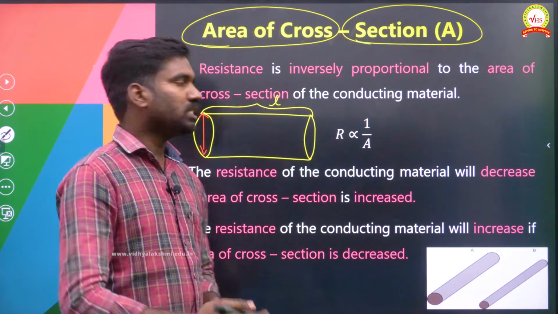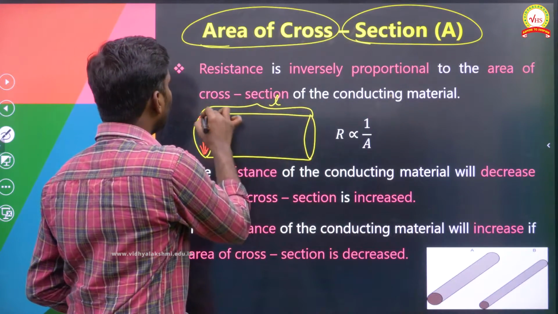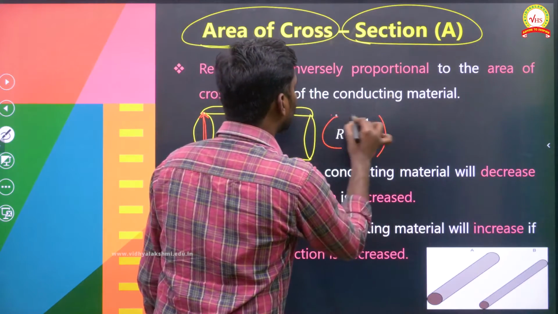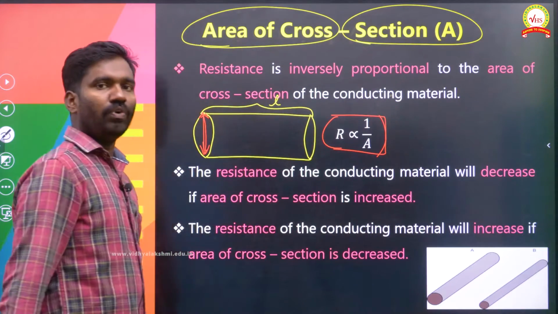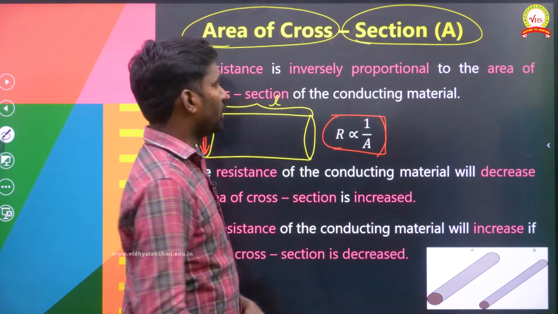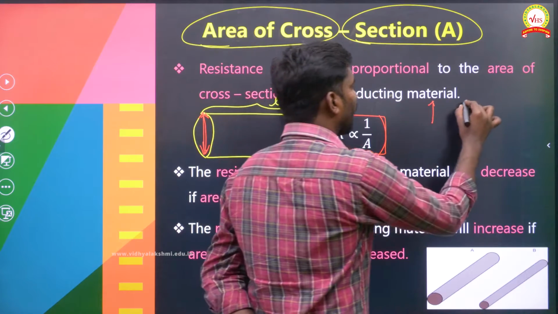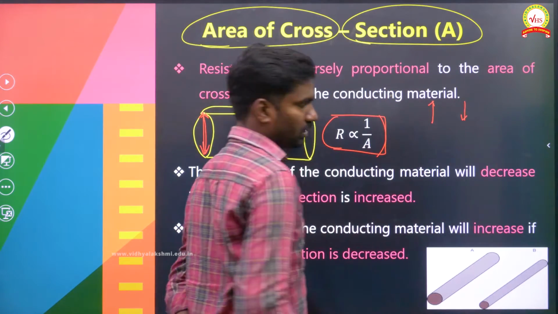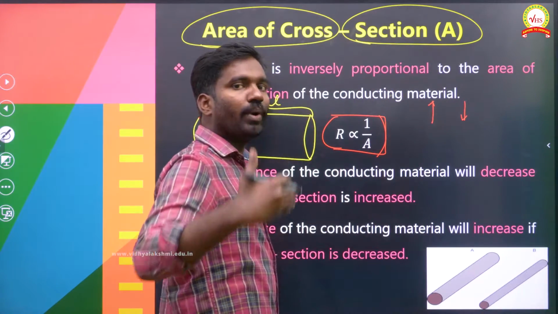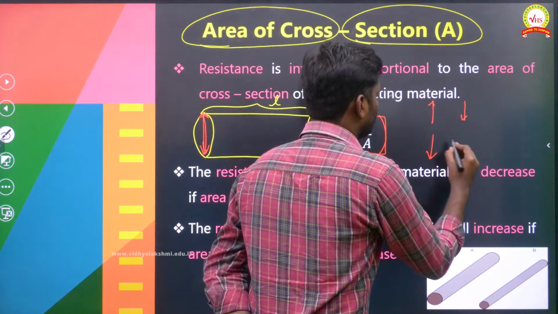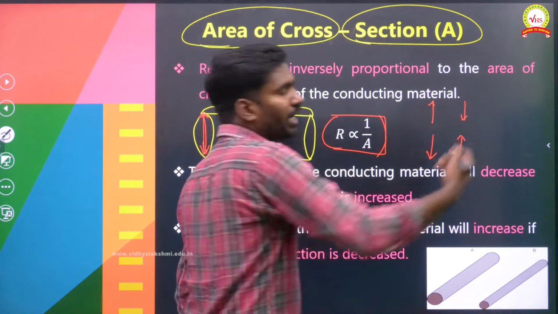So how is the resistance going to depend upon the area of cross section? Resistance is inversely proportional to the area of cross section. What is meant by inversely proportional? If one quantity is increased, the other quantity will decrease. Likewise, if one quantity is decreasing, the other quantity will automatically increase.